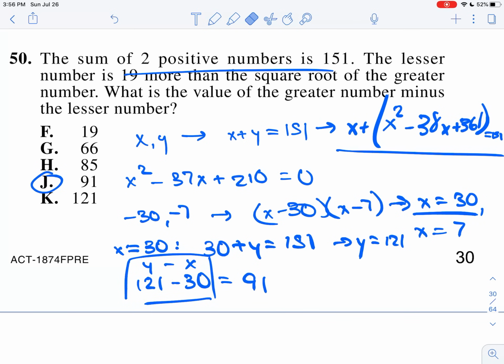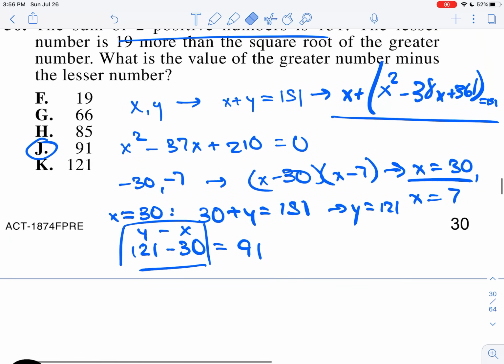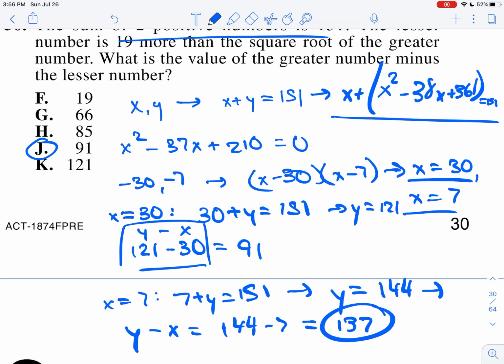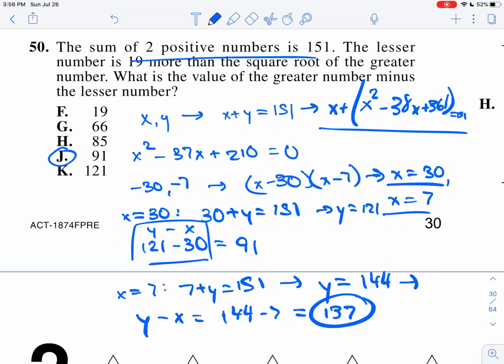If you do the exact same process with the other answer option, or essentially with x equals 7, let's just try it. x equals 7. That means that 7 plus y equals 151. That means y equals 144. And then y minus x equals 144 minus 7. That equals 137. And clearly that's not an answer option that we're given, so we have to use this scenario up here. Confusing problem, but you just got to take it step by step.